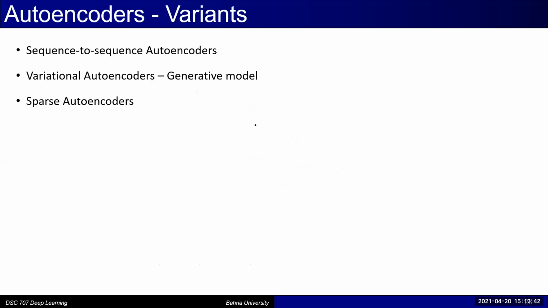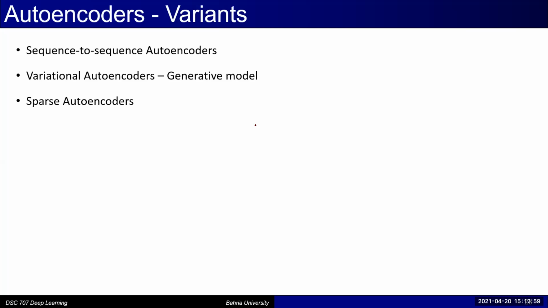There are of course many variants of autoencoder, but we'll not be discussing them. I'll just be telling you their names so that if anyone is doing research in this area, they get familiar with them. These are also different options available, right?